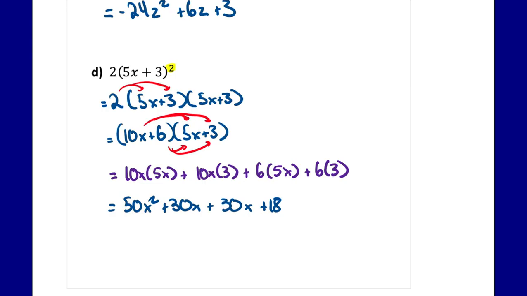I do have like terms, the two terms with x. So I'm going to rewrite this as 50x squared plus 60x plus 18. And that's my expanded and simplified expression.